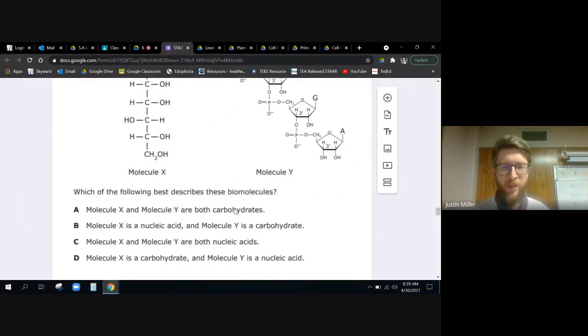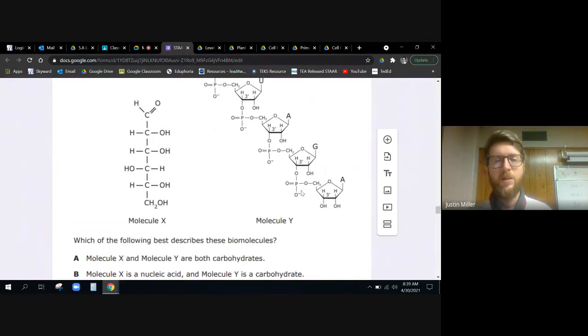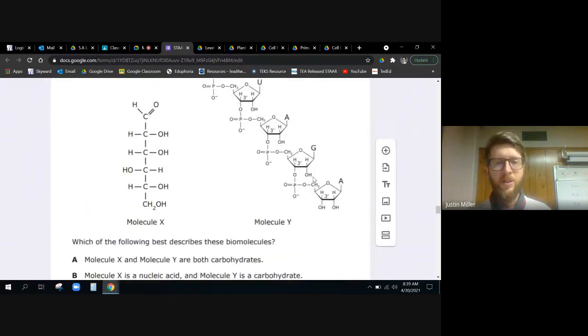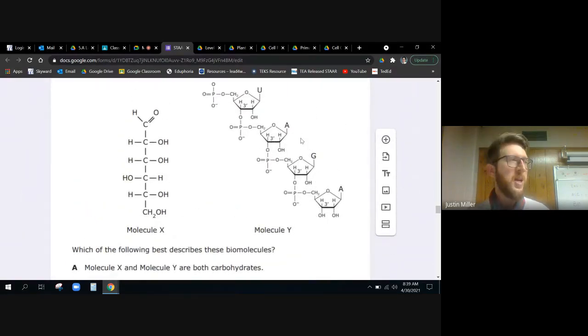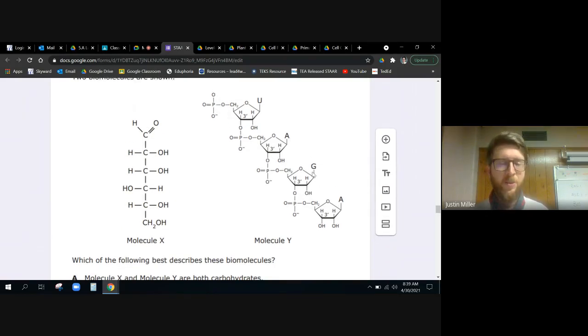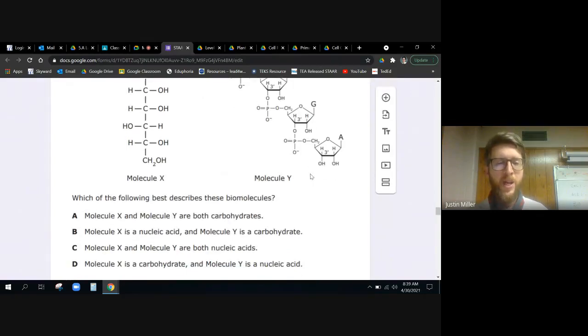Is molecule Y a carbohydrate? Does GCAU make up carbohydrates, or does it make up nucleic acids? What is RNA? RNA, what does the NA stand for? Nucleic acids. So this is RNA. How do you know it's RNA? Because it's got G-C-A-U. Here's the letters right here. It's a dead giveaway. So RNA, you know that that's what it is, and that's a nucleic acid.